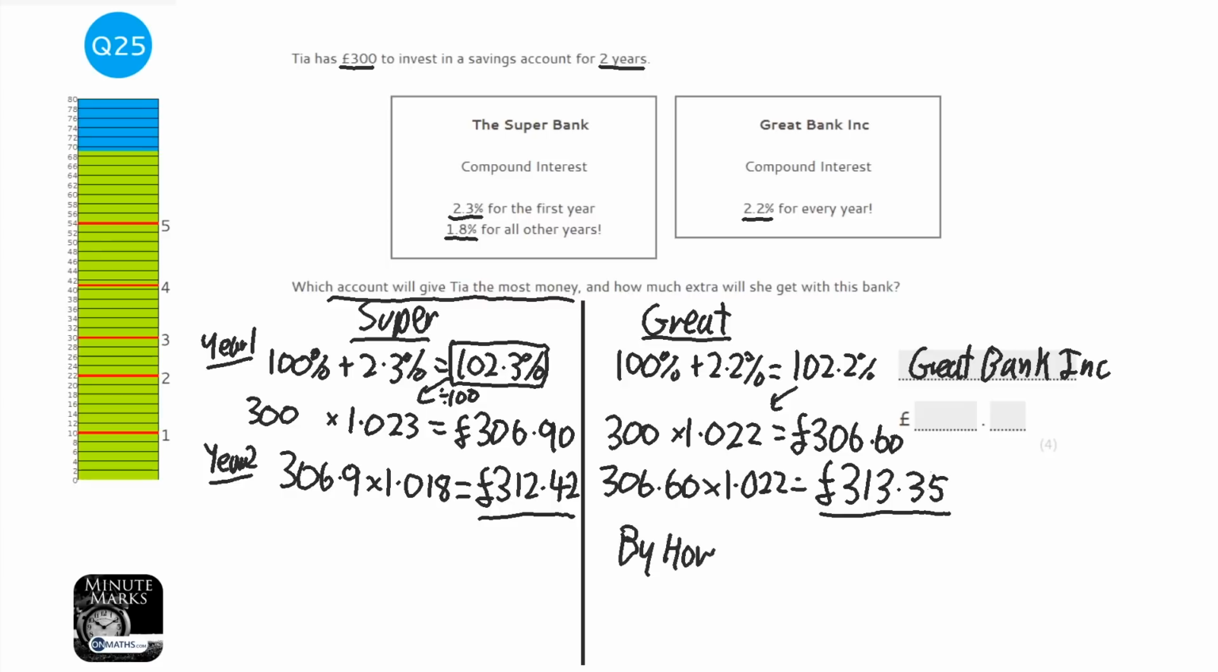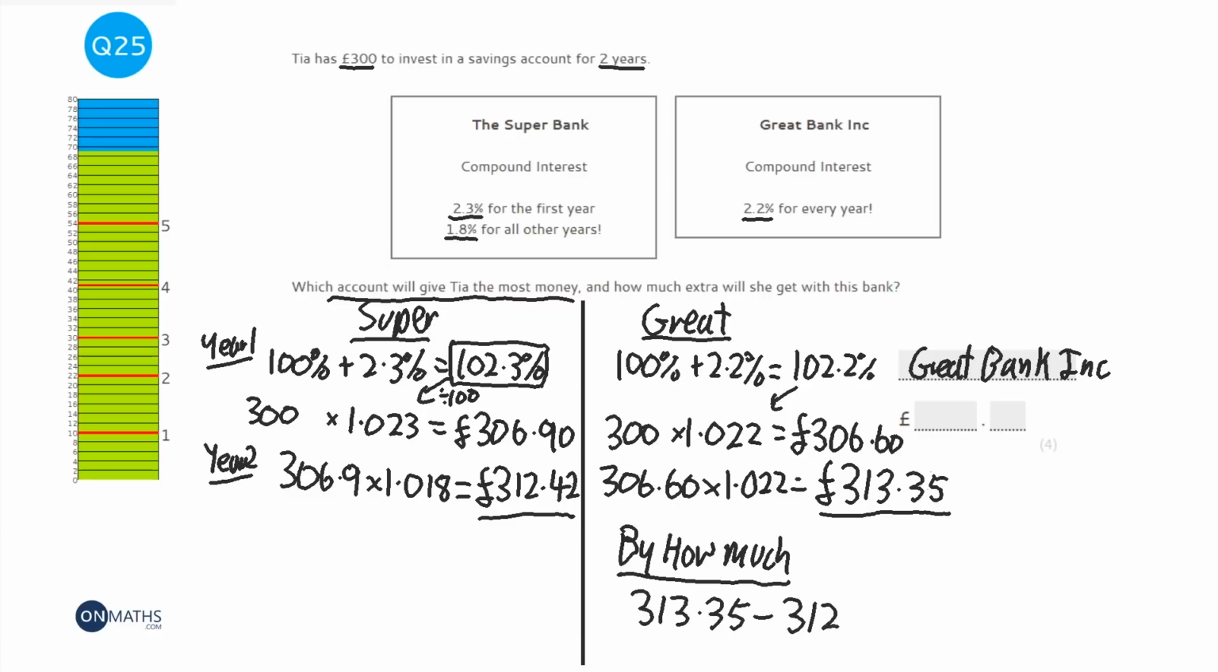So I'm going to get that by how much. Let's show the examiner what I'm doing. So I'm going to do 313.35, take away 312.42. So 313.35, take away 312.42. And I get the answer of 93p. So £0.93. Now, if you hadn't have rounded both of those, you might get a slightly different answer.